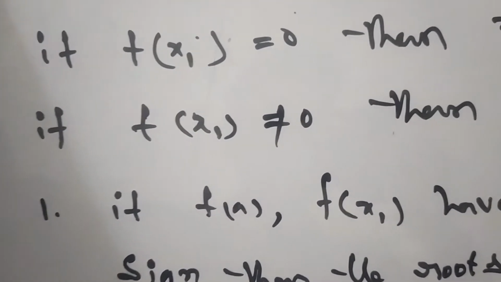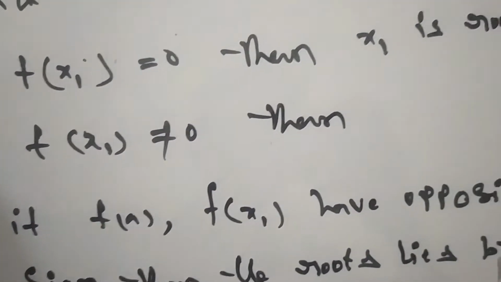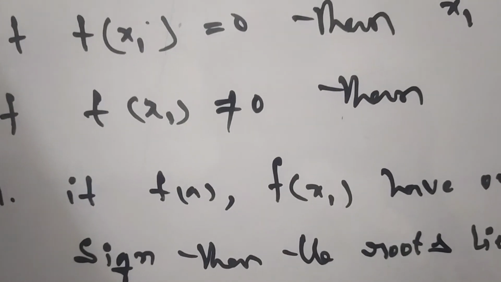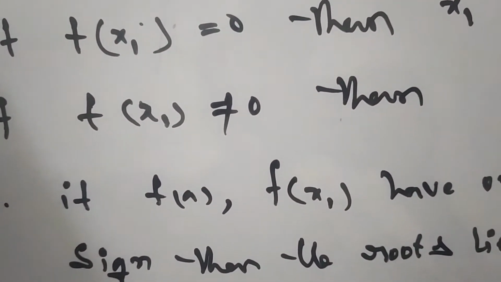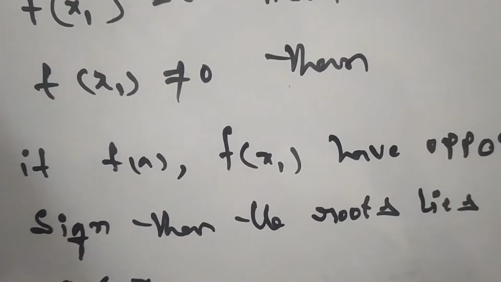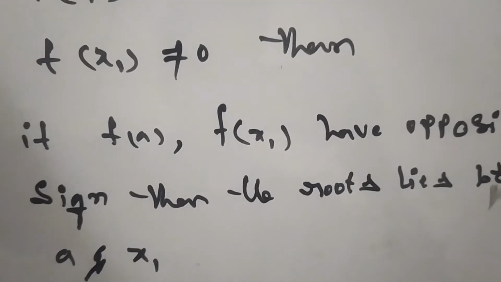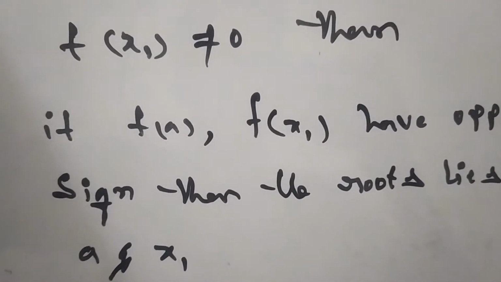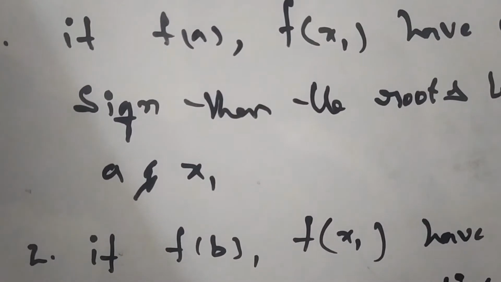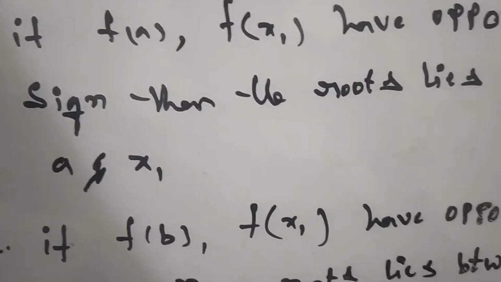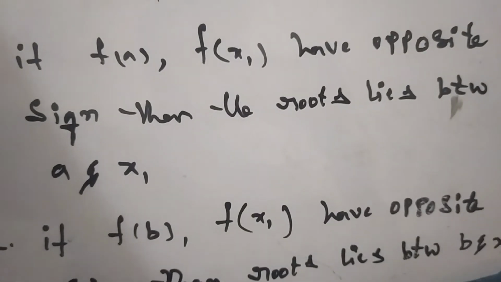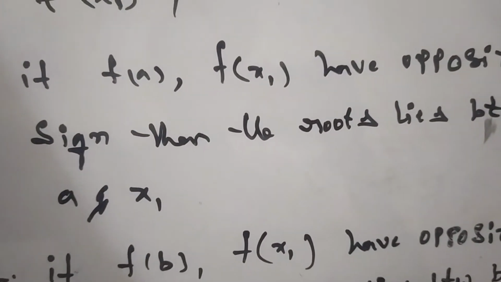If f(a) and f(x1) have opposite signs, that means f(a) is positive and f(x1) is negative or interchangeable, then the root lies between a1 and x1. Otherwise, we check the second option. If f(b) and f(x1) have opposite signs, then the root lies between b and x1.